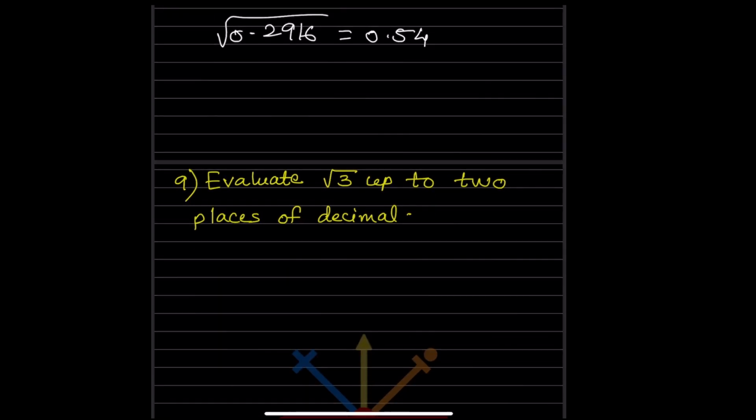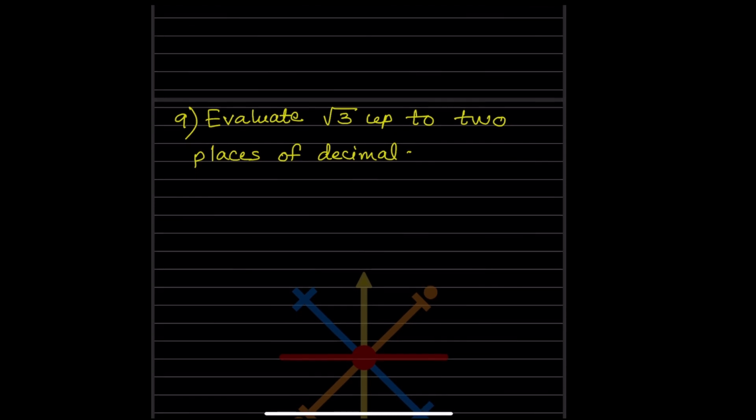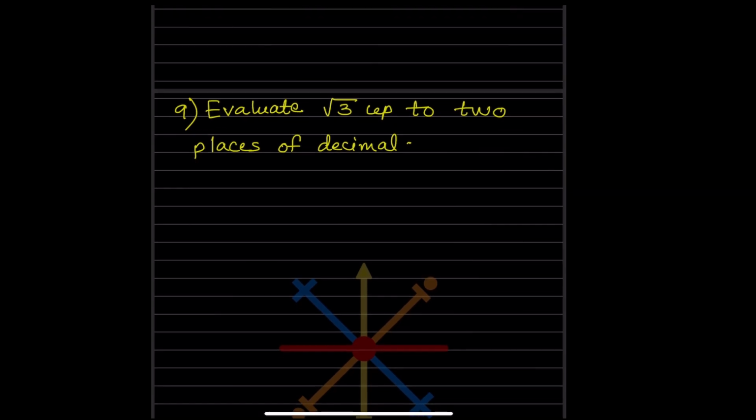So the next one they said, evaluate root 3 up to 2 places of decimal. So now here, what are we going to do? How to evaluate this one? So now root of 3, we can also write this as 3 point, and after two places of decimal we have to evaluate, so now let me write this one, 4, 5, 6, 7, 8. Now let me take this number first.